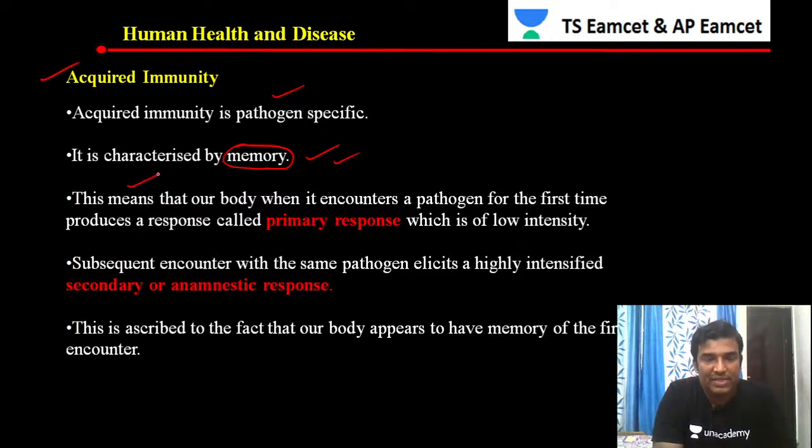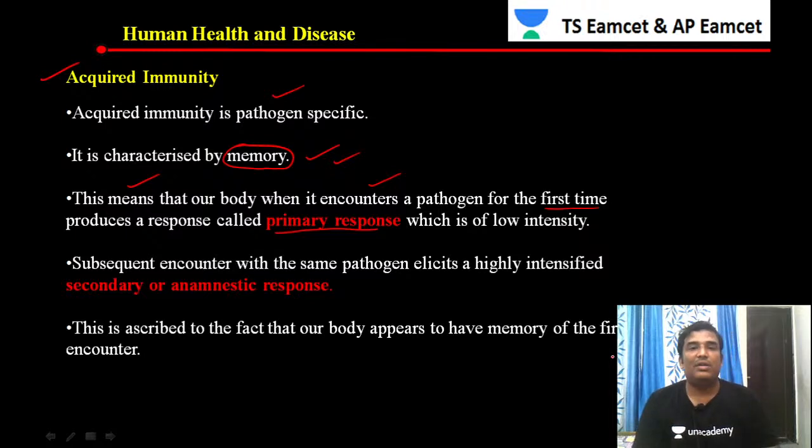Then this means that when our body encounters a pathogen for the first time, it produces a response. That is called a primary response, and it is of low intensity. When the body encounters a pathogen for the first time, our body will respond, but at a very low intensity. The body will not respond very highly when it first encounters a pathogen.